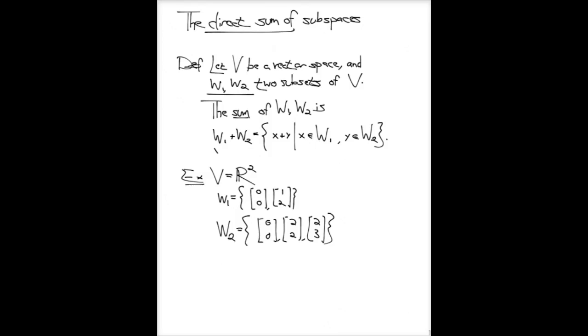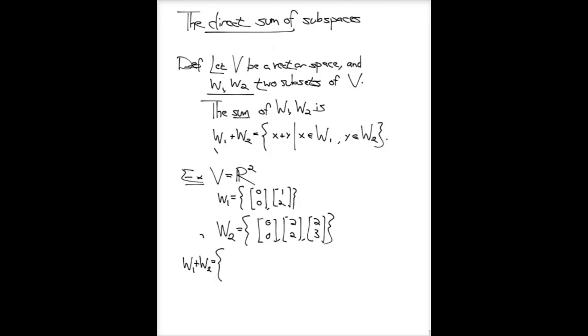If you wanted to draw W1, you could. W1, for example, just consists of two singular points, the point at (0, 0) and the point at (1, 2). So it's those 2 points. There's W1. It's not a subspace. And similarly for W2, it's just a collection of 3 points.